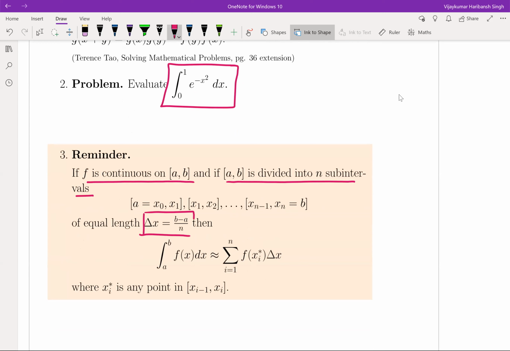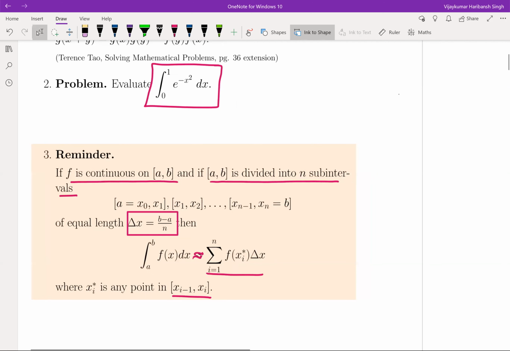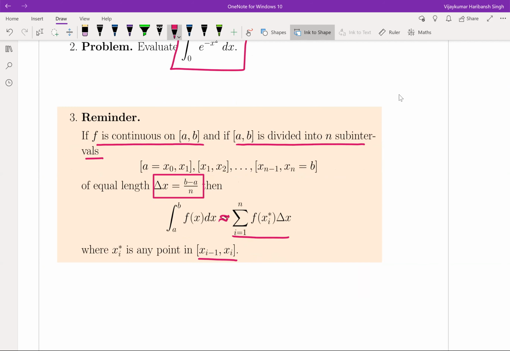That need not be the case in general, all right? In real life applications, that need not be the case. However, let's take them of equal length. Then the integral from a to b of f(x) dx is roughly equal to the summation i going from 1 to n of f of xi star delta x, where xi star is some point in [xi minus 1, xi]. So the idea is that this integral is approximately equal.